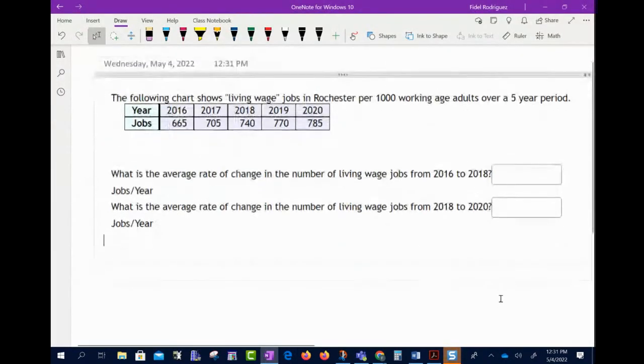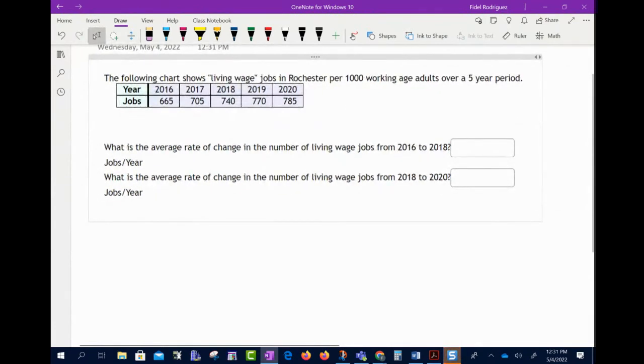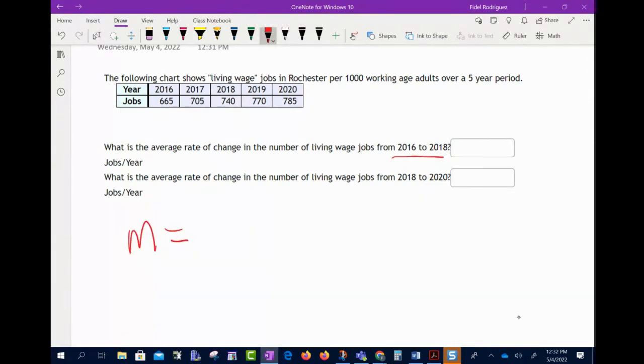Paste it. Okay, so it says the following chart shows the living wage jobs in Rochester per 1,000 working adults over a 5-year period. What's the average rate of change in the number of living jobs from 2016 to 2018? Okay, so for this part, y'all, if I'm trying to find the average rate of change, aren't I just really finding the slope of the line? So I'm going to take 740 minus 665.